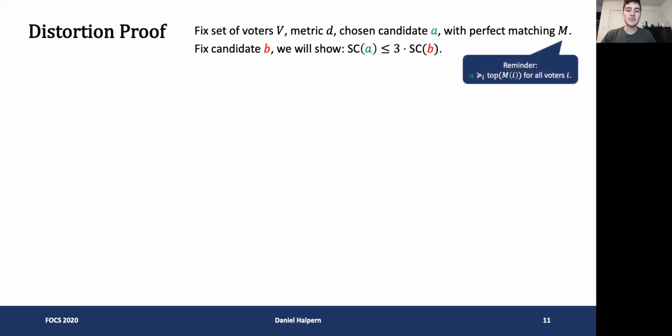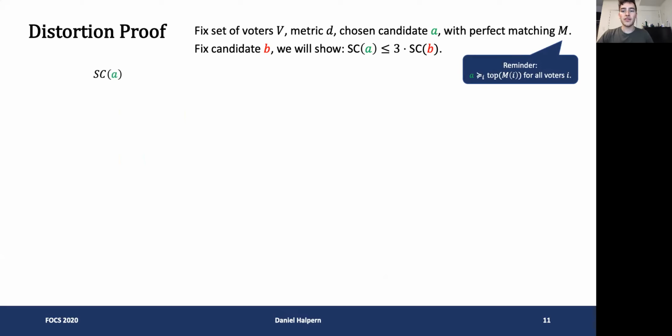So as a reminder, what does it mean that A has this perfect matching M? It means that if we look at any voter I, and the voter that's matched with I on the right, voter I will always weakly prefer candidate A to this top choice candidate of the matched voter. So now let's do the proof.